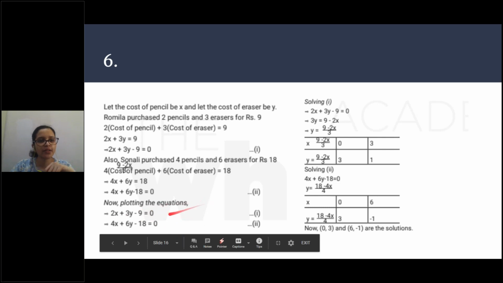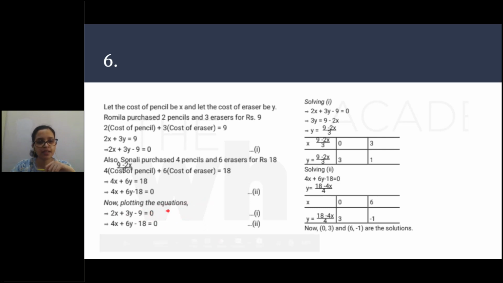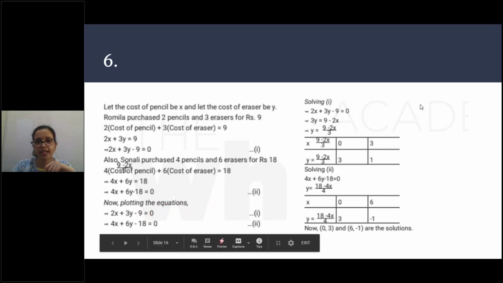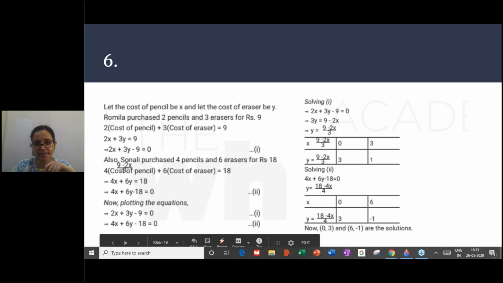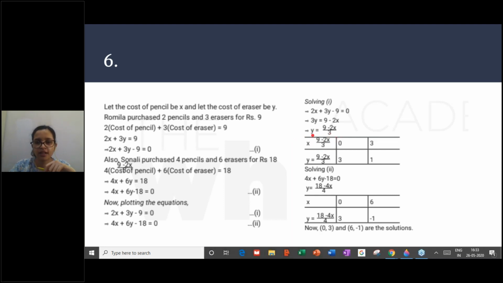Now for plotting the equations, you consider each equation separately, and you get it in terms of either x or y. Again, this 9 minus 2x by 3 is printed by mistake in the x row, so it will just be x. And y is 9 minus 2x by 3. So you take random values for x. You take 0, 1, 2, 3, whichever.